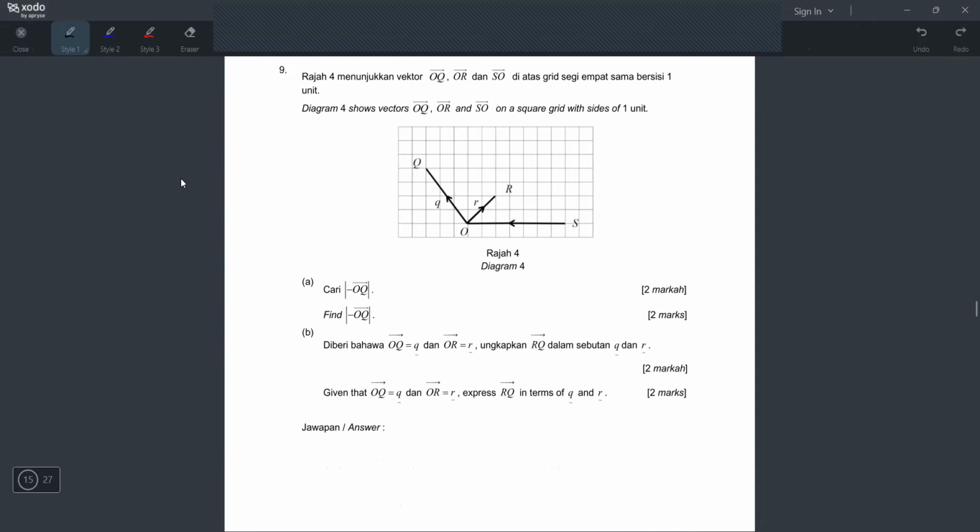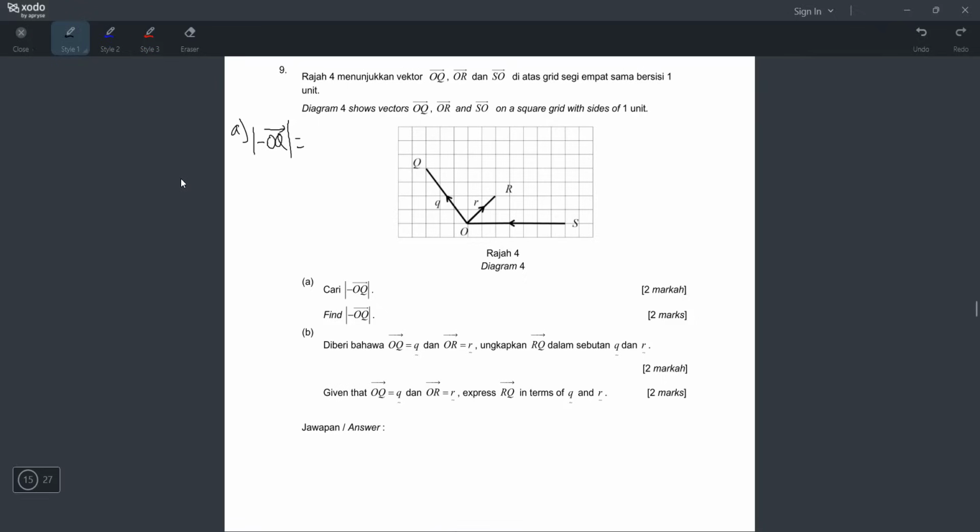Okay, let's continue with question number 9. Diagram 4, this is definitely a vector. So vector OQ, and then vector OR and vector SO, on a square grid with sides of 1 unit. So all these are squares and it's 1 unit, 1 unit, 1 unit. Oh, sorry, excuse me. So question A says: find the magnitude of negative OQ vector.